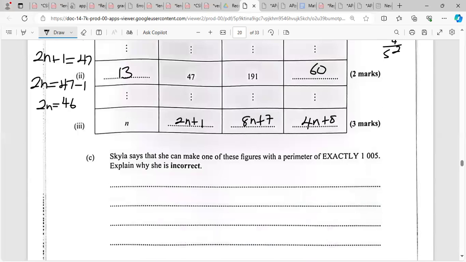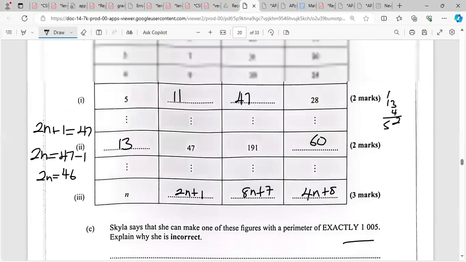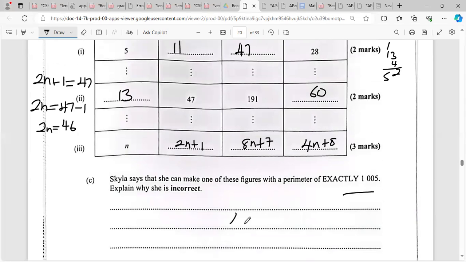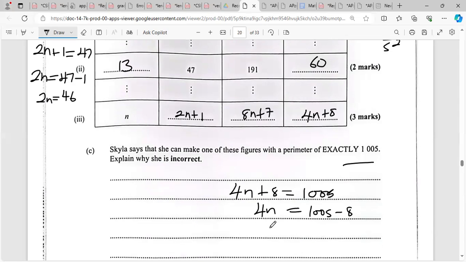It says Skylar says that she can make one of the figures with a perimeter exactly 1005. Explain why she's incorrect. Which one has a perimeter? Oh, so this. Alright, so we have 4n plus 8. We are going to just equate it and see if we get a whole number. If we don't get a whole number, something is wrong. If we get a whole number, then she's correct. Minus the 8 and then divide by 4. If we don't get an integer, the person is wrong.